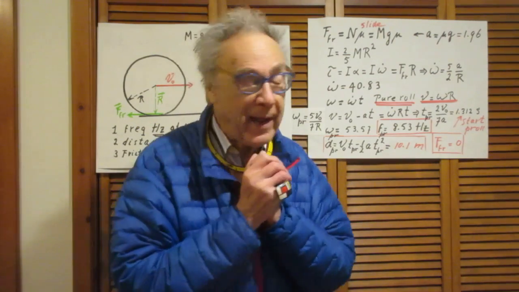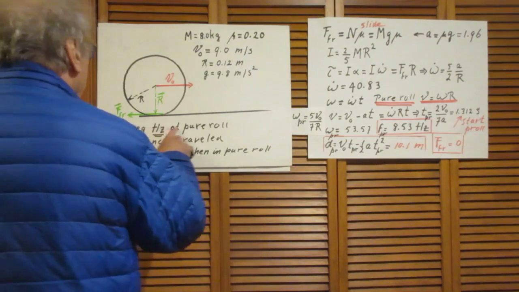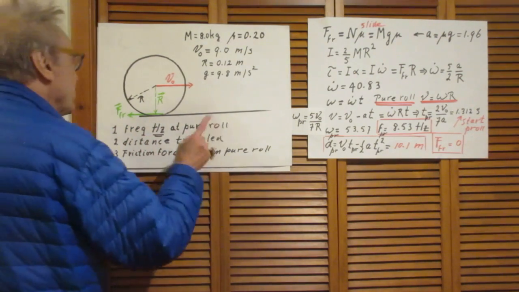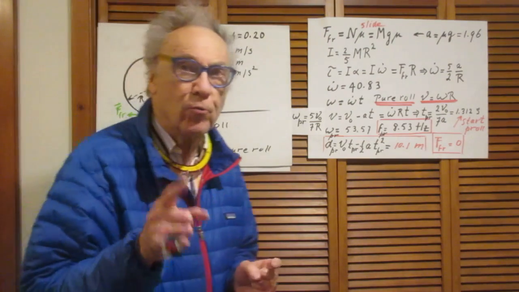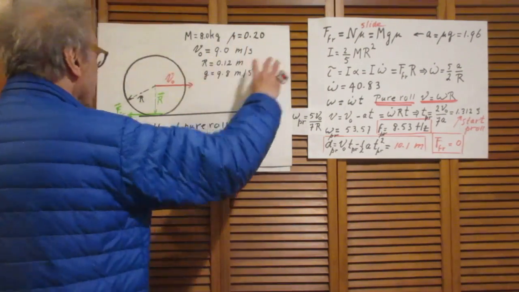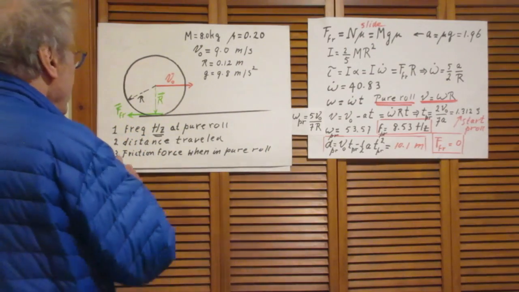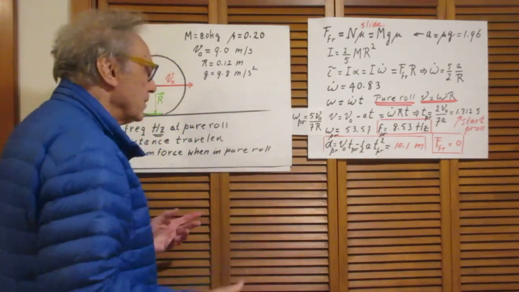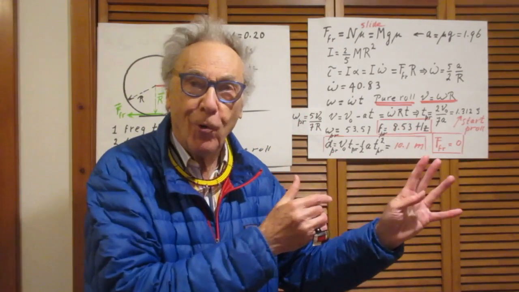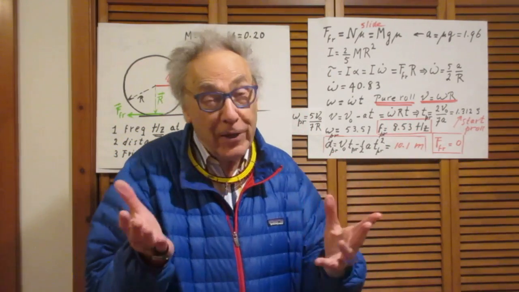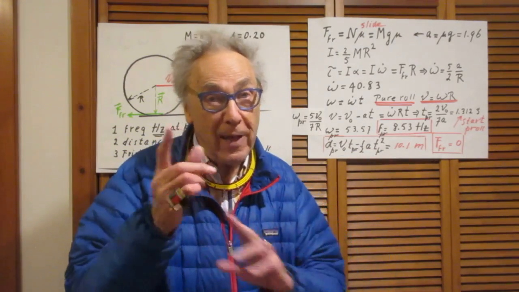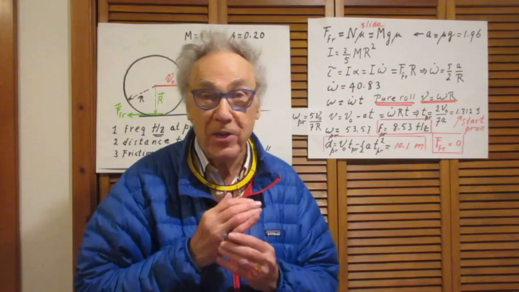And now the question that I have for you: what is the frequency at pure roll in hertz? What is the distance at the moment that the pure roll is reached? What is the distance that the ball has traveled? And then what is the frictional force past the point of pure roll? And I already gave that away. I already told you. That frictional force goes to zero. That may be the hardest part for you to digest.